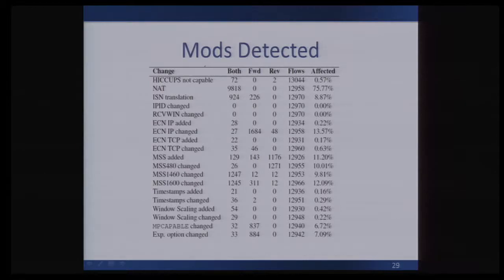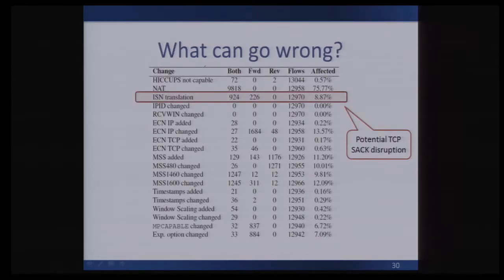And so this table here shows a condensed version of all the different modifications that we tested for and found. And each number on the table you see represents one of the port path pairs. There are a few on here that I want to point out in particular. The first one being ISN translation. That occurred on about 8.8%. And the potential is there for TCP selective acknowledgement disruption. The idea being that some older devices will translate the sequence number, but then fail to also update the copy of the sequence number that's placed in the SACK blocks. And the result is you get two out-of-sync sequence numbers.